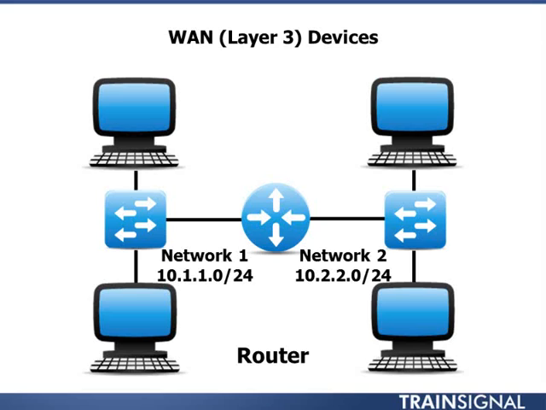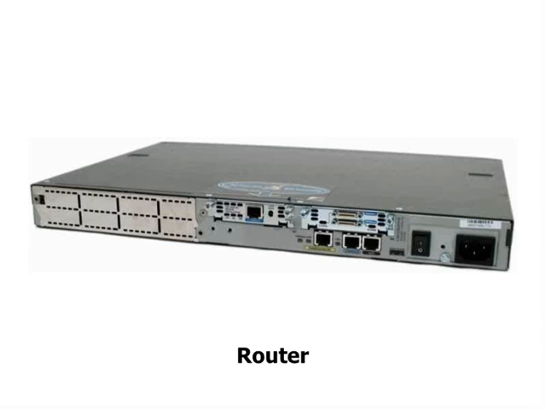Then you have layer 3 devices. You have your switches here and different networks, and you have a router that joins everything together at layer 3. And again, these are much deeper topics by themselves, but this is designed to be introductory to give you an idea of the types of devices that you'll encounter. And that's a typical Cisco router. In this case, it's a 2620, which is an older device.